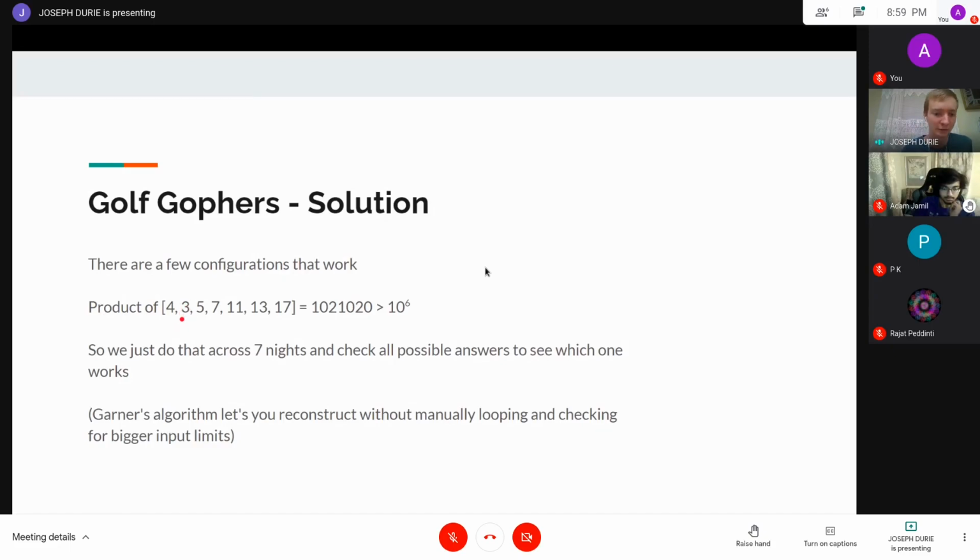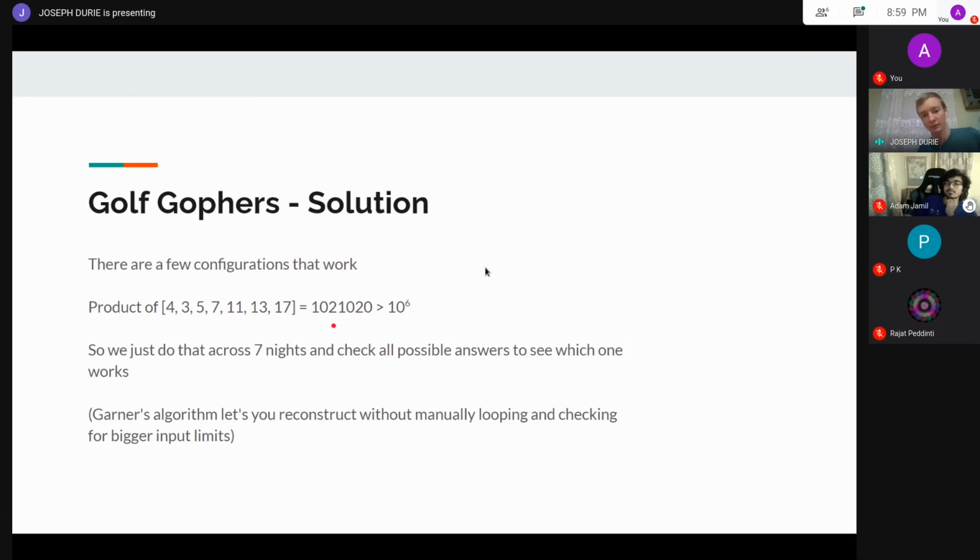but that would be kind of overkill, because you know that there are at most 10 to the 6 Gophers, and if you take the product of all these, it's more than 10 to the 6. So you have a unique solution. Once you get your mod values, you can just check all of the possible answers from 0 up to 10 to the 6, and then you'll see which one works.